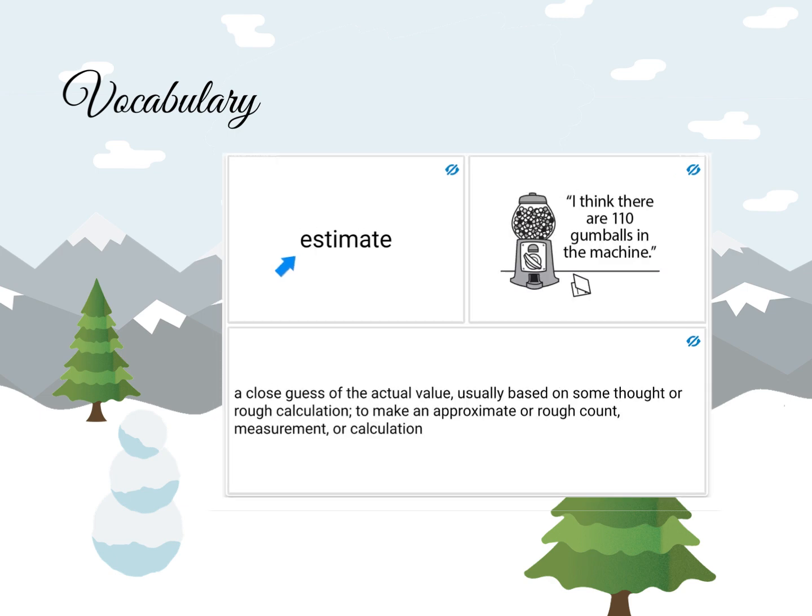Our last word is estimate. Sometimes in math, we have to make an estimate in order for us to be able to figure out a problem. I think there are 110 gumballs in the machine. It gives us a starting point. An estimate is a close guess of an actual value, usually based on some thought or rough calculation to make an approximate or rough count, measurement, or calculation.